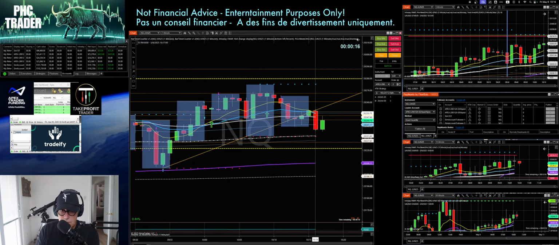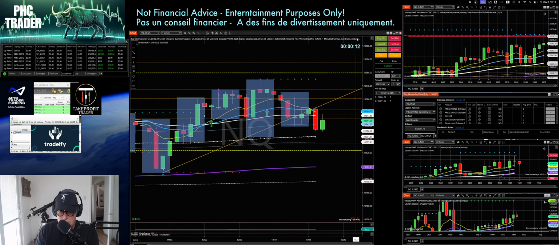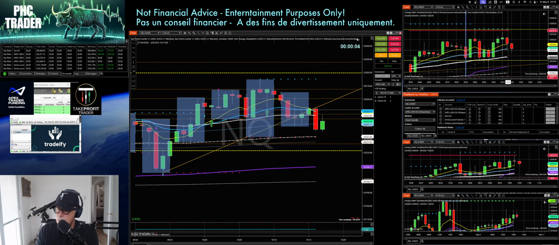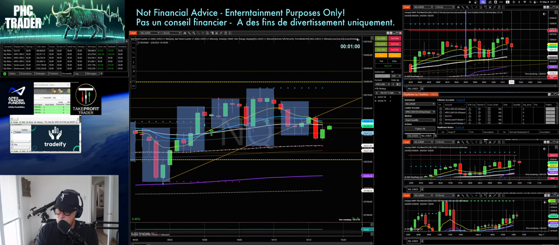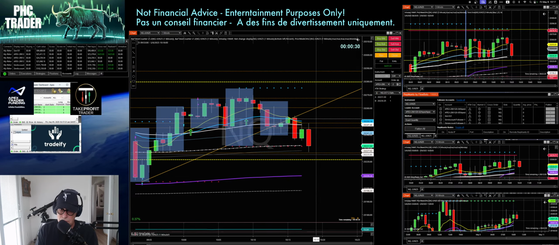Nine crossed the 21. Looks like it's going down. My trend line says I'm still up. Look on the 5. It's pushing down now. This line here, it's a support. See how it stopped right there?